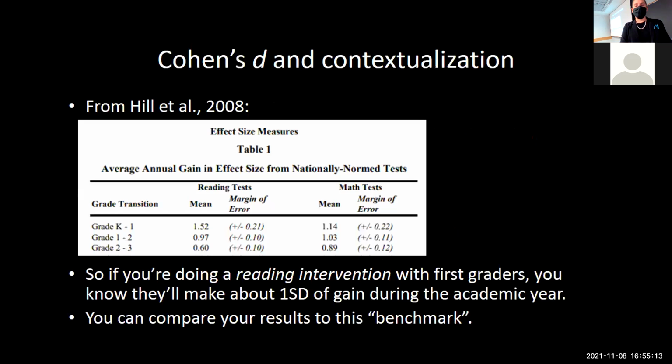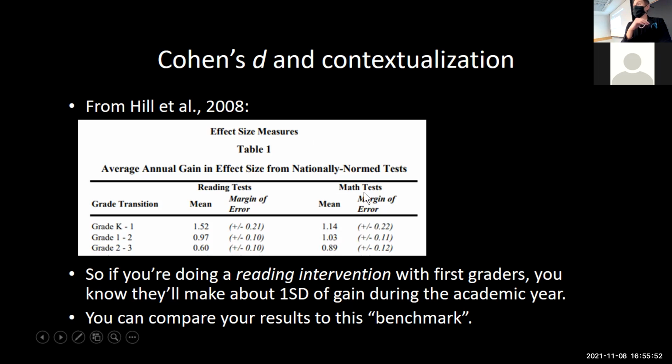I'll show you the Hill paper right now. So from the Hill paper in 2008, they walked through and looked at the typical or average annual gain in effect sizes based on nationally normed tests. And they did this for reading and they did it for math. So they did this as time 2 minus time 1 divided by the standard deviation of time 1, essentially. And they have about a 1.5 standard deviation increase from kindergarten to 1st grade in reading. And about a 1.14 standard deviation increase from kindergarten to 1st grade if you're looking at math.